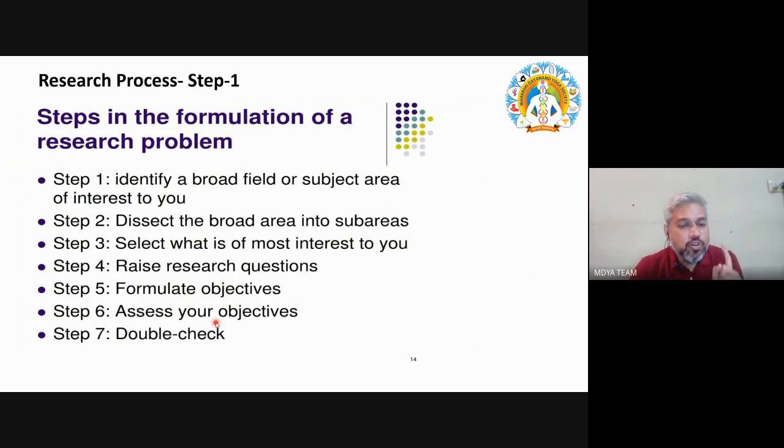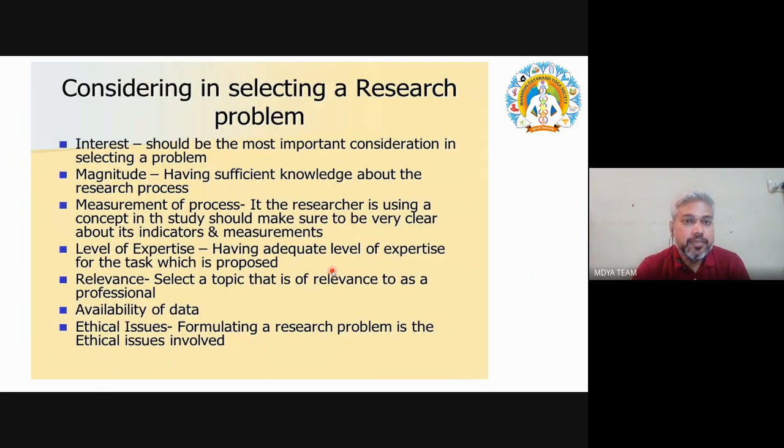Assess your objectives. Now when you have formulated your objective, assess it, review it, and double check it. So these 7 steps are there in the formulation of a research problem. Questions will come from these things only, right? So remember this, read it.